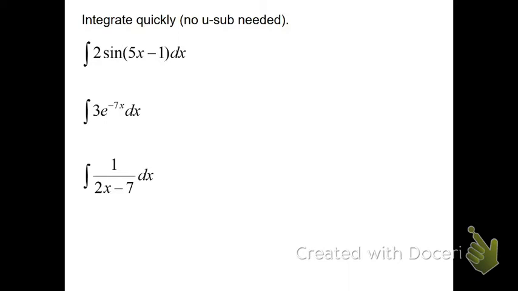Because the derivative of the inside is a number, and so you can just divide by the derivative of the inside. If the derivative of the inside still has an x, that's when you need U sub. So hit pause and do these integrals real quick.